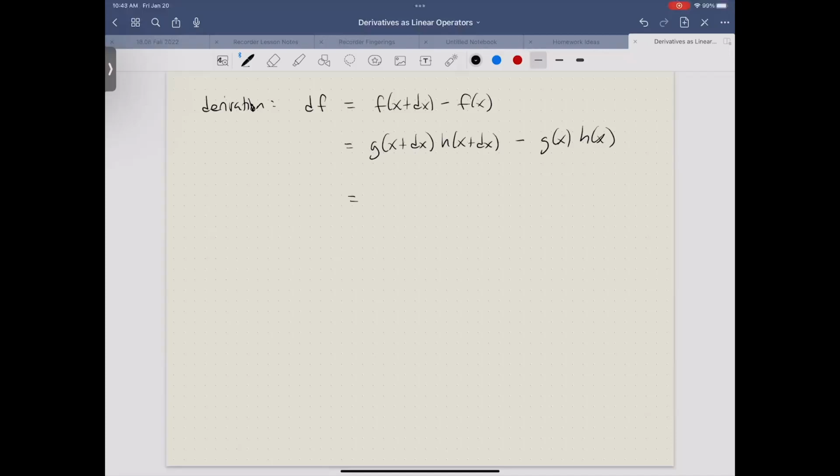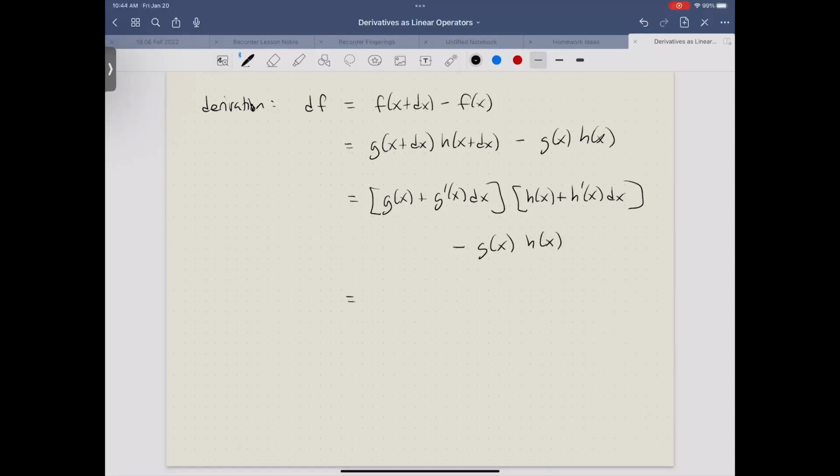And then this is g of x plus dx. We said by the definition of the derivative, that's g of x plus g prime of x, whatever that linear operator is, times dx, times h of x plus dx. And h of x plus dx, same thing, by the definition of the derivative, is h of x plus h prime of x minus g of x, h of x.